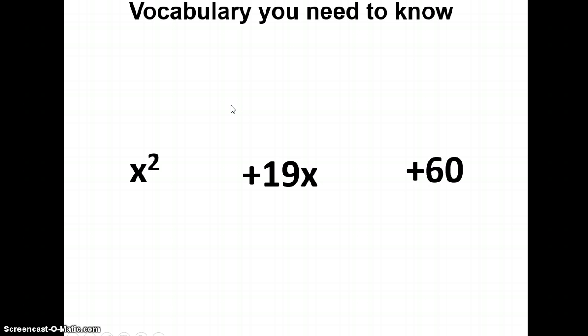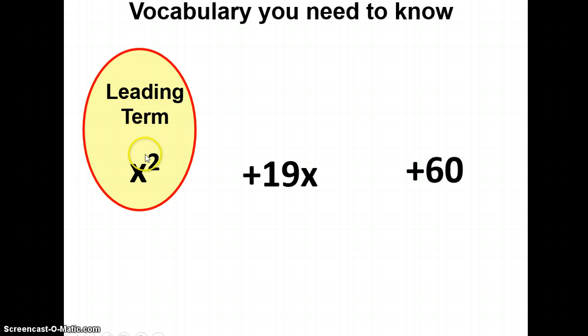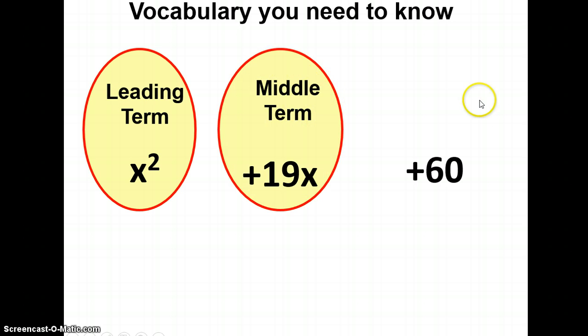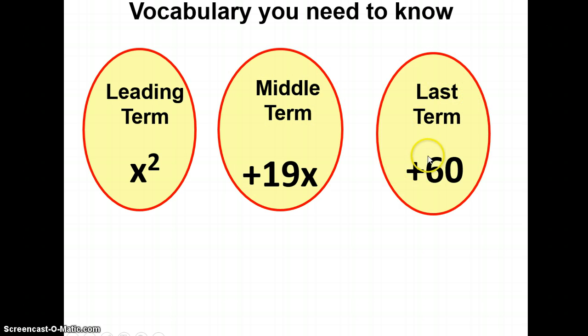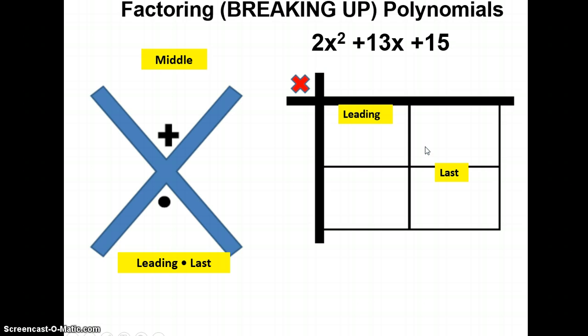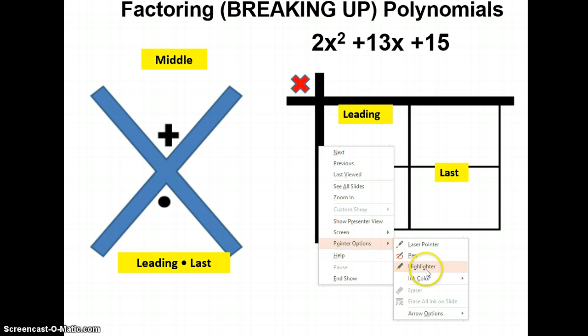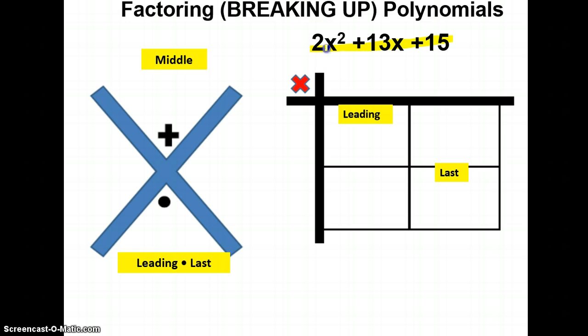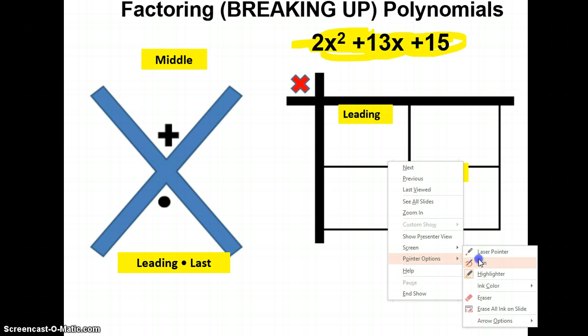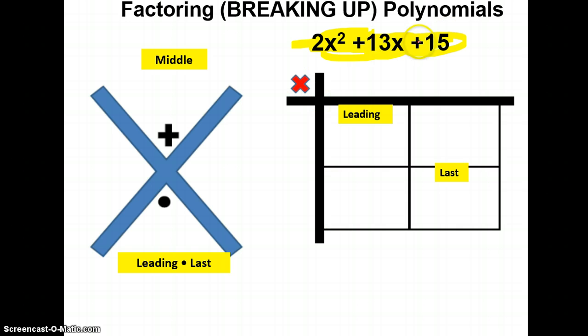So let's start. Again, some vocabulary you need to know in case you've forgotten. We have our leading term, our middle term, and our last term. I'm going to still keep using this vocabulary as we move forward in these problems. So here's our polynomial. Let me just go ahead and highlight that. You'll notice something a little bit different about this, it has a 2x squared. My leading term is not just x squared. So let's see how different it will be to actually factor this.